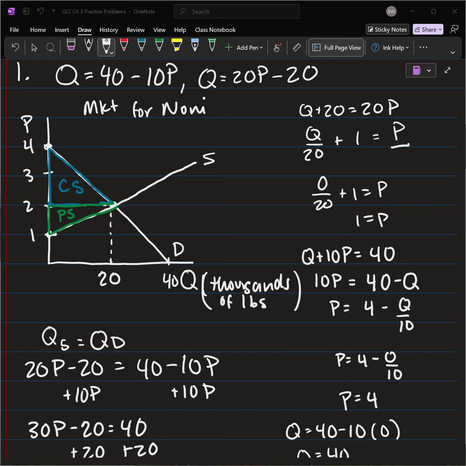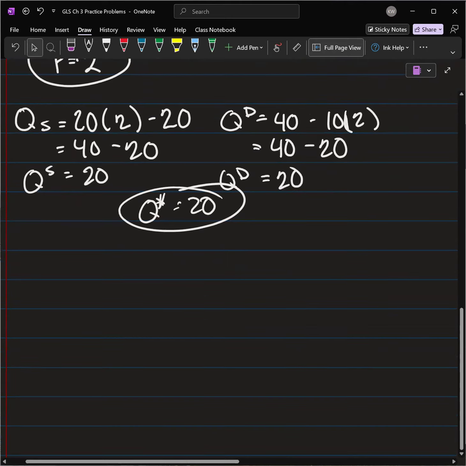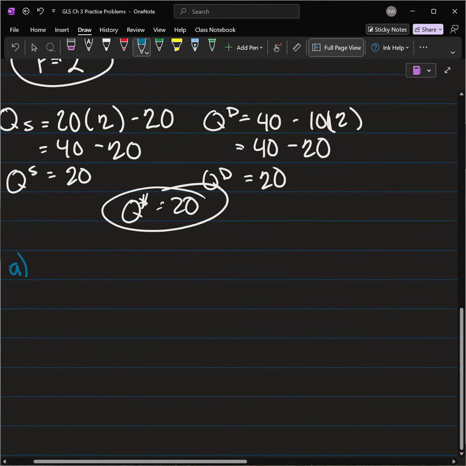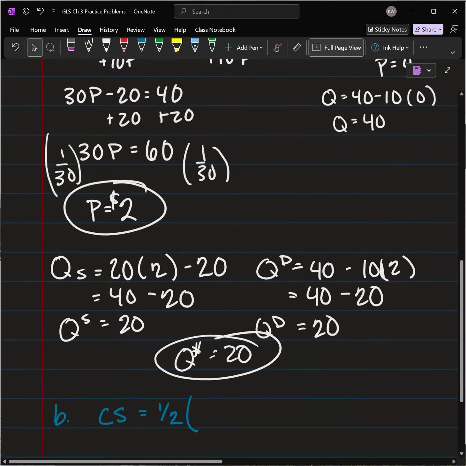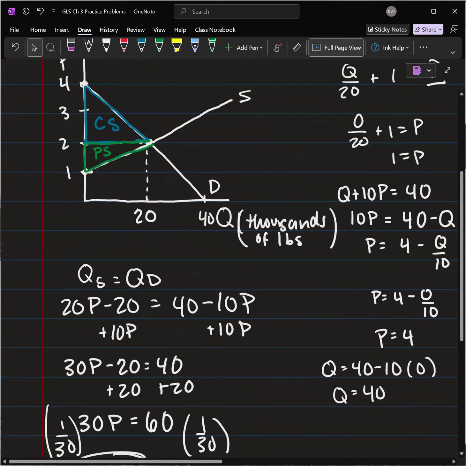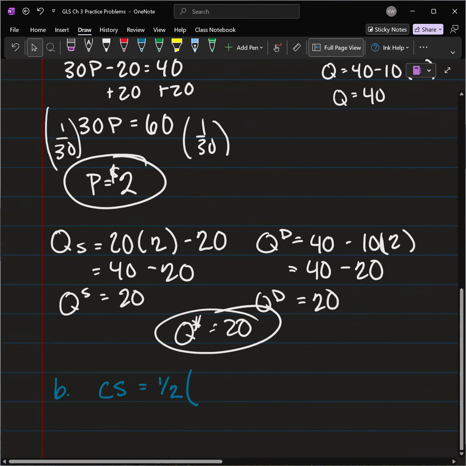Part B asks us to calculate the consumer surplus available in the market. So that's going to be that area that I've represented in blue. And it's a triangle, so we're going to use the area for a triangle. Remember that area of a triangle is 1/2 base times height. So we're going to have consumer surplus equal to 1/2 times the base. And the base is going to be the amount exchanged. So that is 20 minus 0.